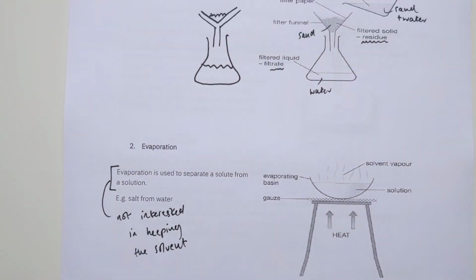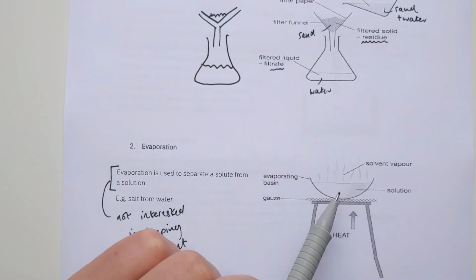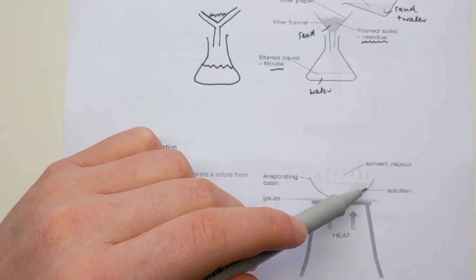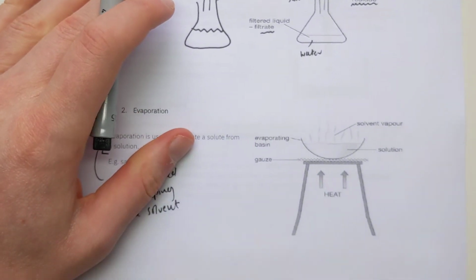Okay, so in this case, I literally would take my solution, I would put it on top of a Bunsen burner on top of a gauze and a tripod, heat it, the solvent will evaporate and we'll leave the solid behind in the evaporating dish.